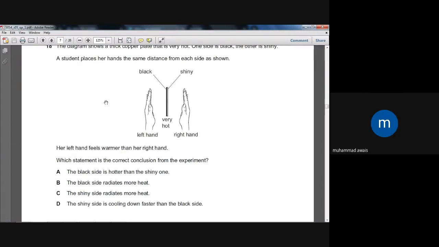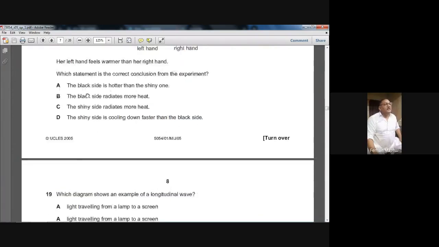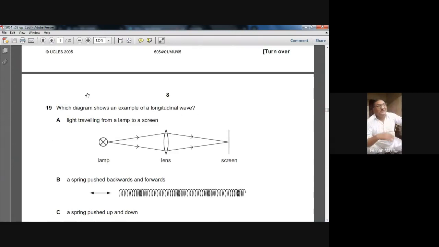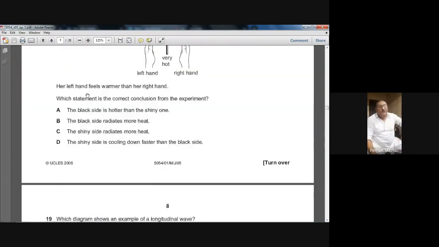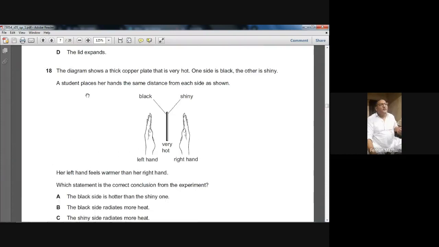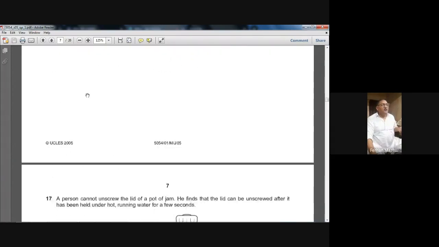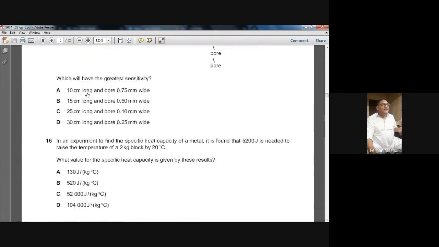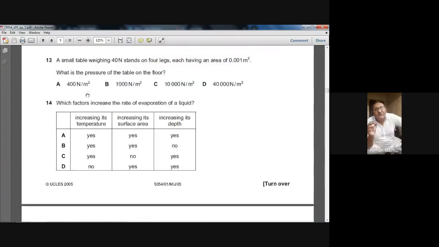Okay. So that was question number 18. Let's check the next question. The next question is on the waves topic. So this was the summer 2005 paper. From here, on the topic of heat, there was question number 18, 17, 16, 15, and 14. Have you noticed that in the MCQ paper, questions 14, 15, 16, 17, and maybe always 18 come from the topic of heat?